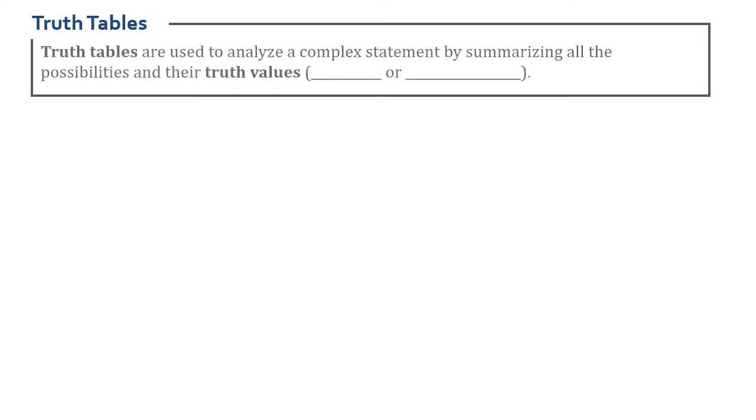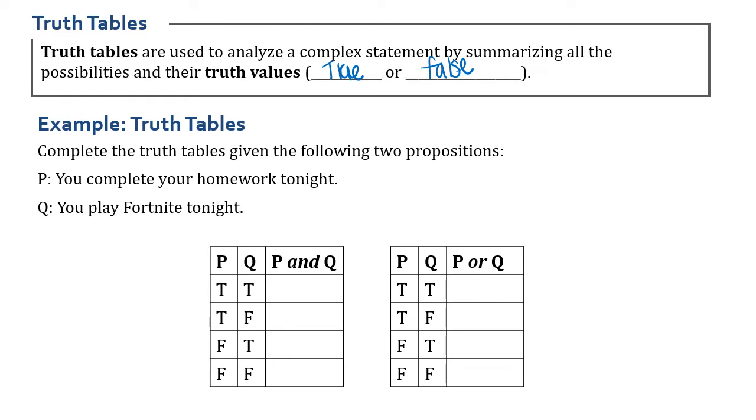Truth tables. Truth tables are awesome because they really help us analyze a complex statement by summarizing all the possibilities and their truth values. A truth value is either true or false.